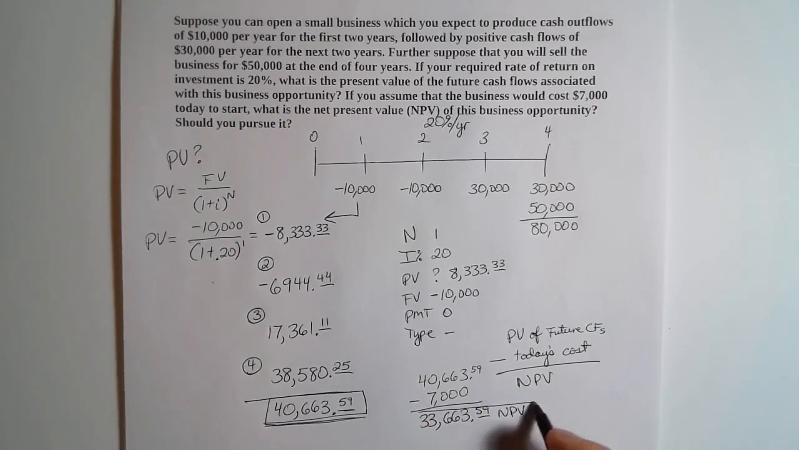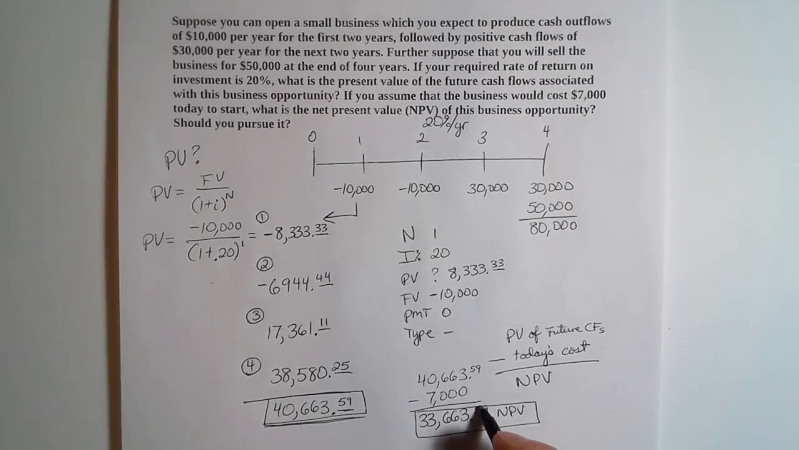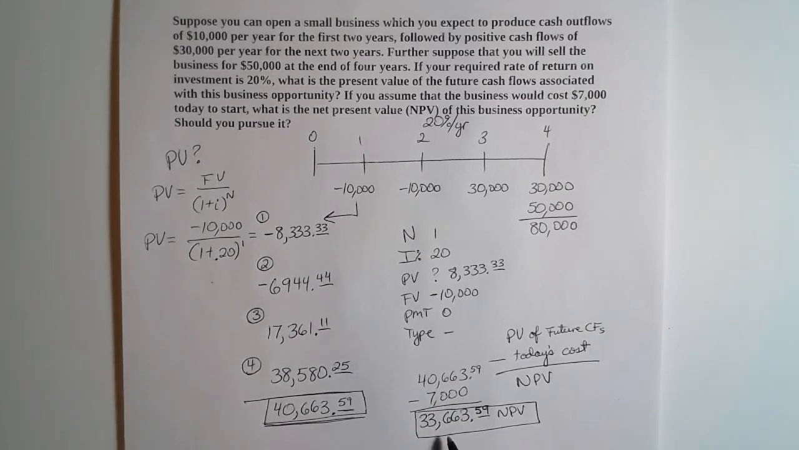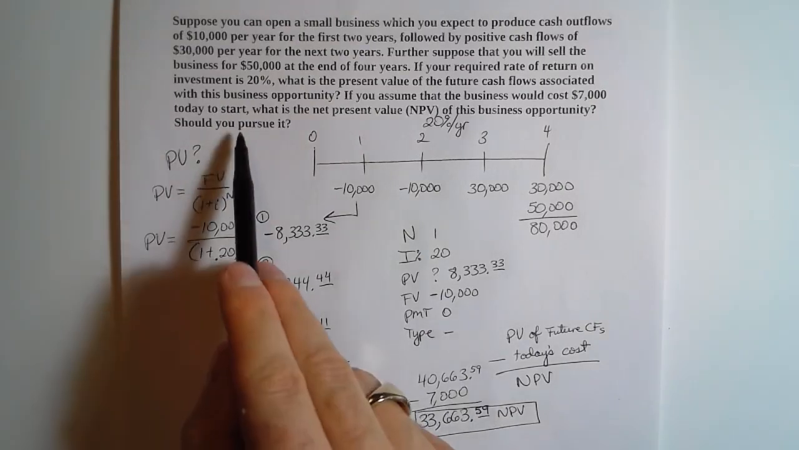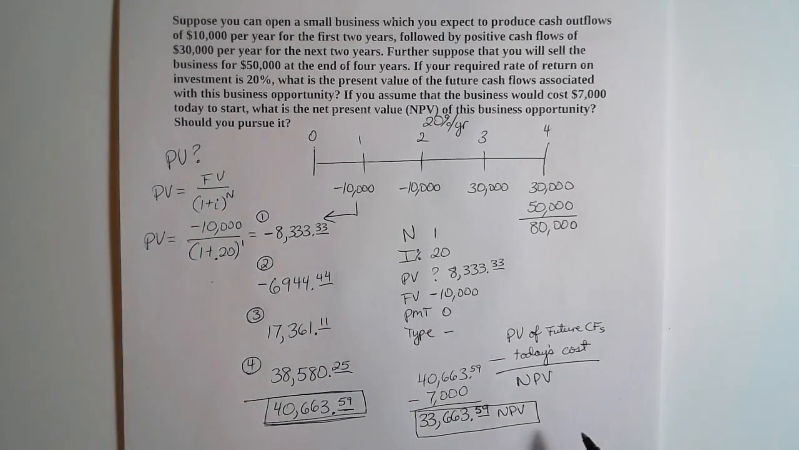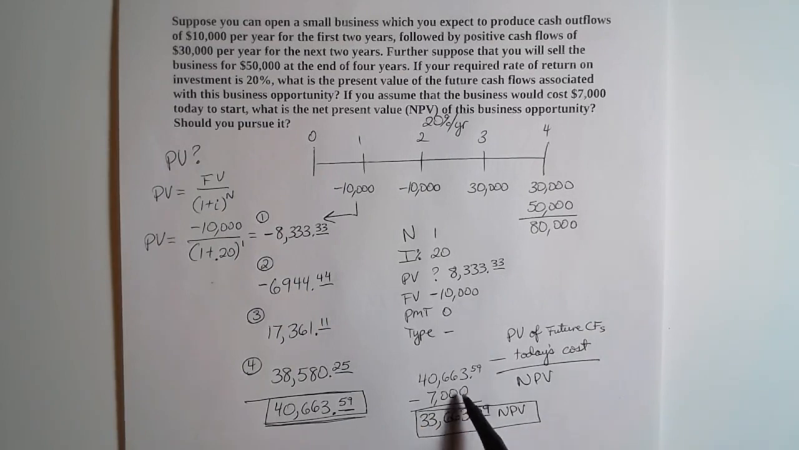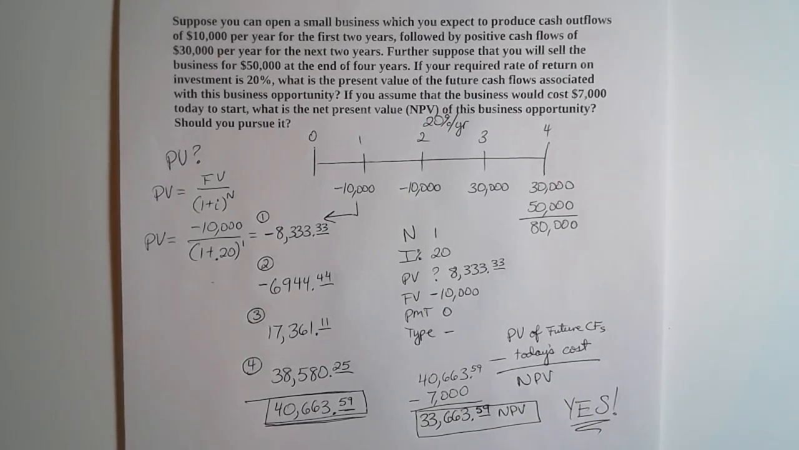So our net present value is positive, and we think the business is worth over $40,000. We're only having to pay $7,000 to do it. So in this case, this is a really good thing. We have a positive net present value. This is really good. So that leads to this last question. Should you pursue it? And if I have a positive net present value, meaning that I am paying less than I think it is worth, then of course the answer to that is yes, we should do this.